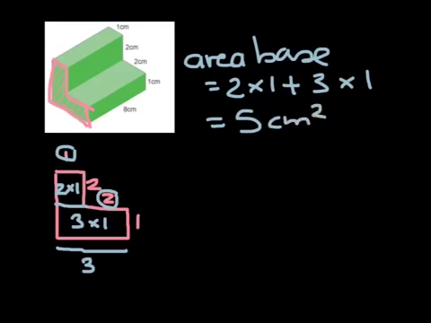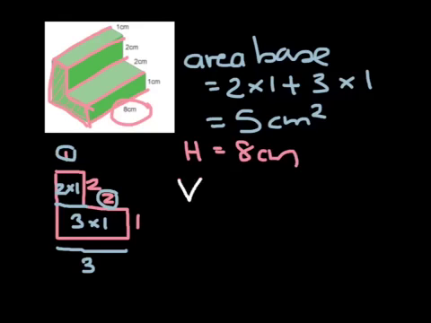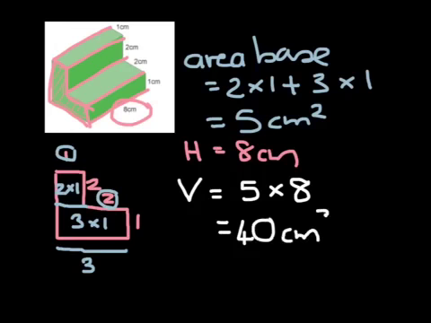Now remember, back from the previous video and from the previous examples you've been doing, we then have to identify an edge that runs away from the base, and this is my height. So it doesn't matter where I look, they're all 8 centimeters. So my height is 8 centimeters. Therefore, my volume, which remember, is area of base times height, is 5 times 8, which is 40, so 40 cubic centimeters, easily.